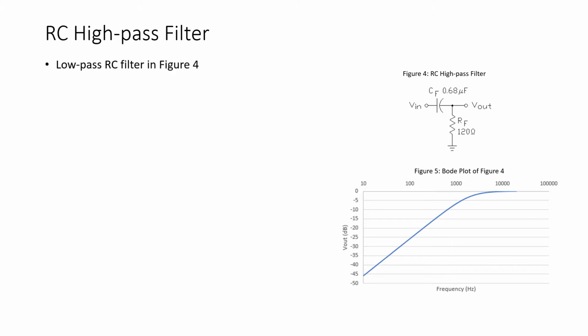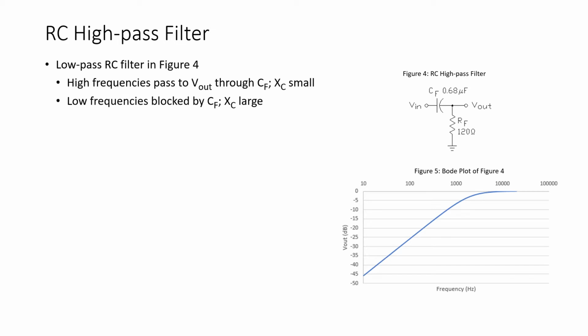Now, the circuit of figure 4 shows us a high pass filter implemented with an RC combination. Again, at high frequencies, the capacitor X sub C is very small. So at high frequencies, we find nearly a short between V in and V out. So the output is maximum. Of course, at low frequencies, X sub C is very large, so we block current from flowing from V in to V out through the high impedance of the capacitor.